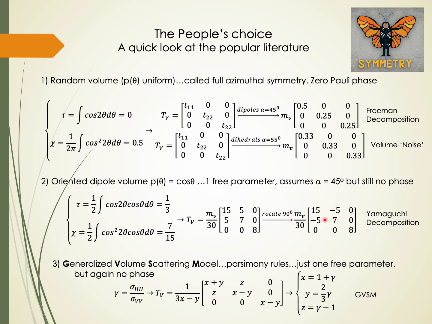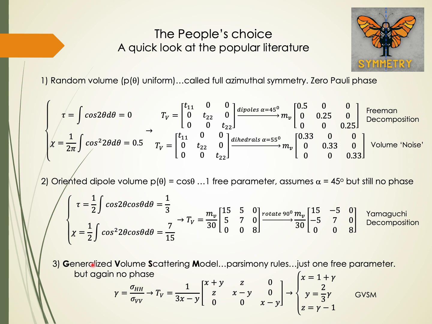These two cases here are part of what's called the Yamaguchi decomposition. It's a kind of extension of Freeman to consider more variety in terms of the type of random volume or symmetric volume that we are dealing with. But again, aside from the plus or minus sign here, there is no consideration of phase, no polyphase due to the scattering from the random volume itself.